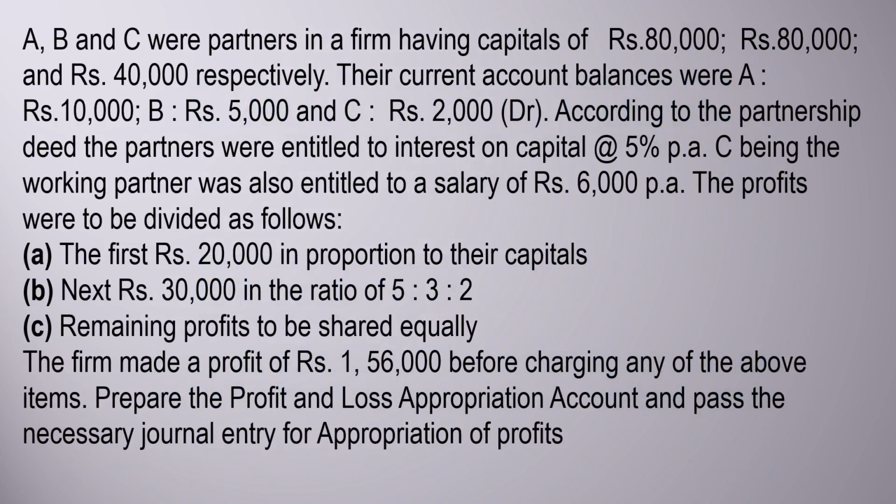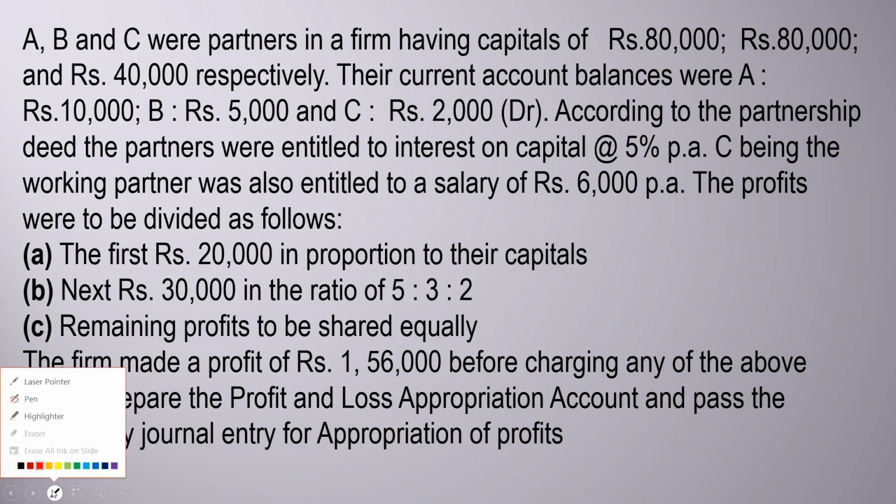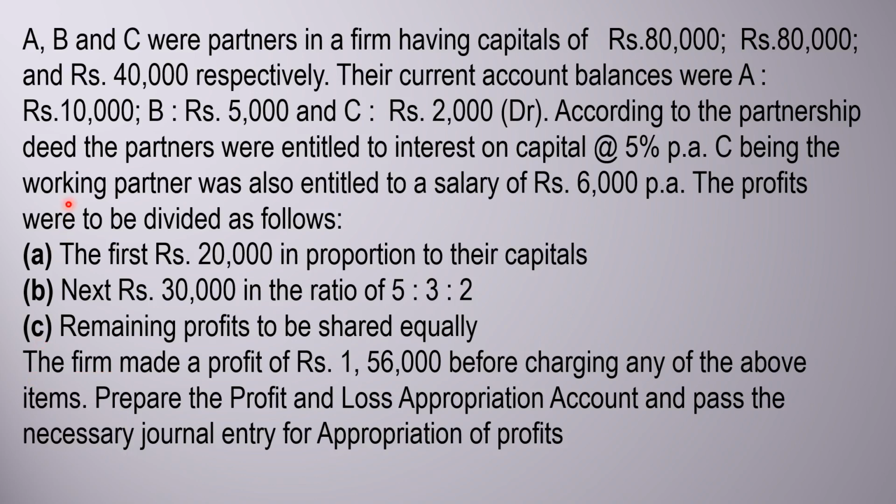There are three partners, A, B, C, and their profit sharing ratio is provided, capital is also provided, and some other agreement is also there. A, B, C are partners, and their capital is 80,000, 80,000, 40,000. Their current account balance is also there. A has 10,000, B 5,000, and C has a debit balance. So it means A and B have a credit balance.